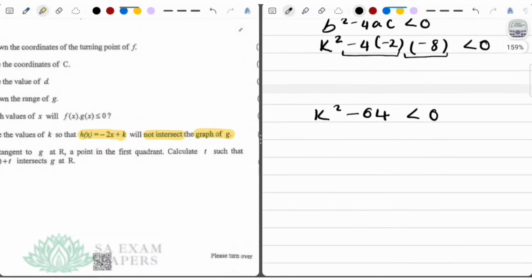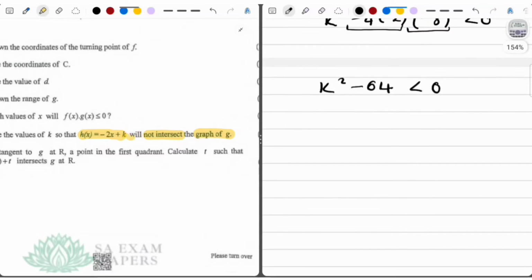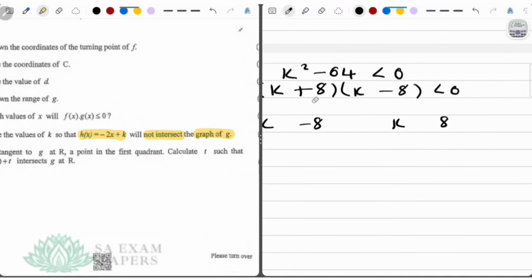So this would be the values of k for which h and g will not intersect. Let's simplify this. This is an inequality. I can look at this as a difference of two squares. So open up two brackets. The square root of k squared is k, so k times k. The square root of 64 is 8, so I'll say plus 8, minus 8. So my critical values are negative 8 and 8. And I just have to solve.